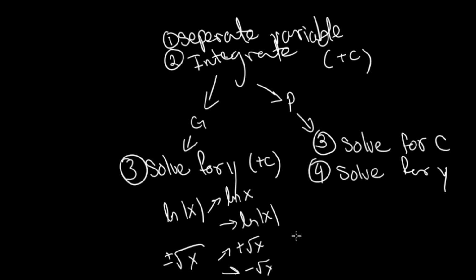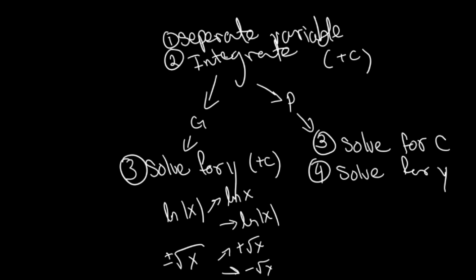Now that we understand the steps, we separate variables, we integrate, then we ask: are we given an initial condition? If we are, then we find the particular solution and solve for our c, then solve for y. However, if we're not given an initial condition, then we just solve for y, and we'll still have that plus c constant. And the things to look out for are your natural logs and your square roots, which depend on your initial conditions.